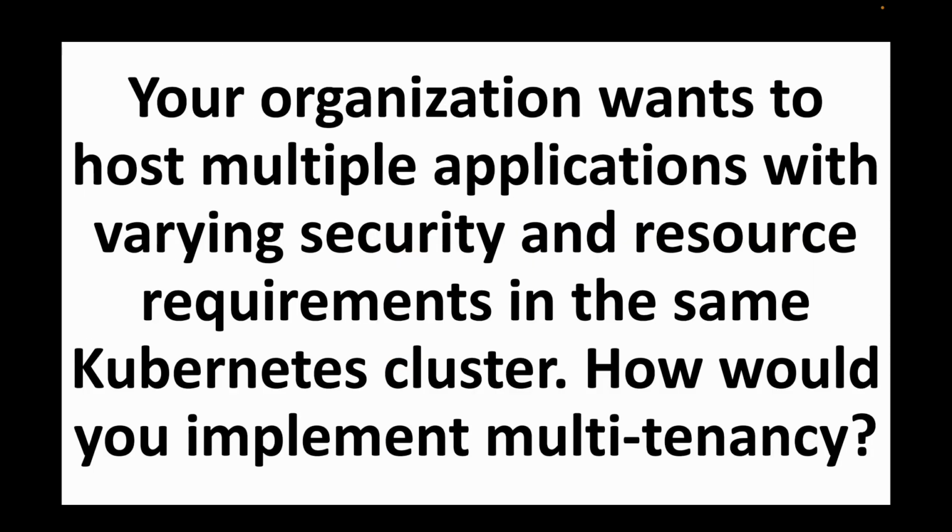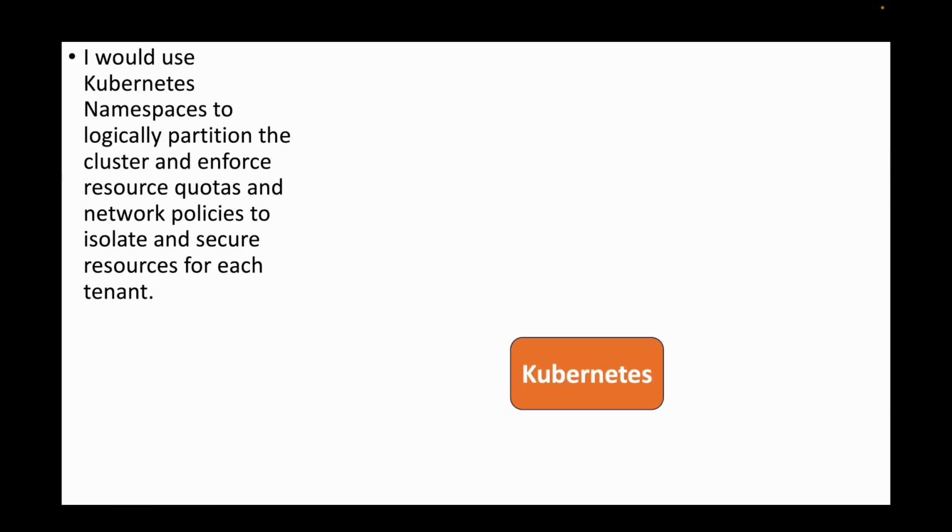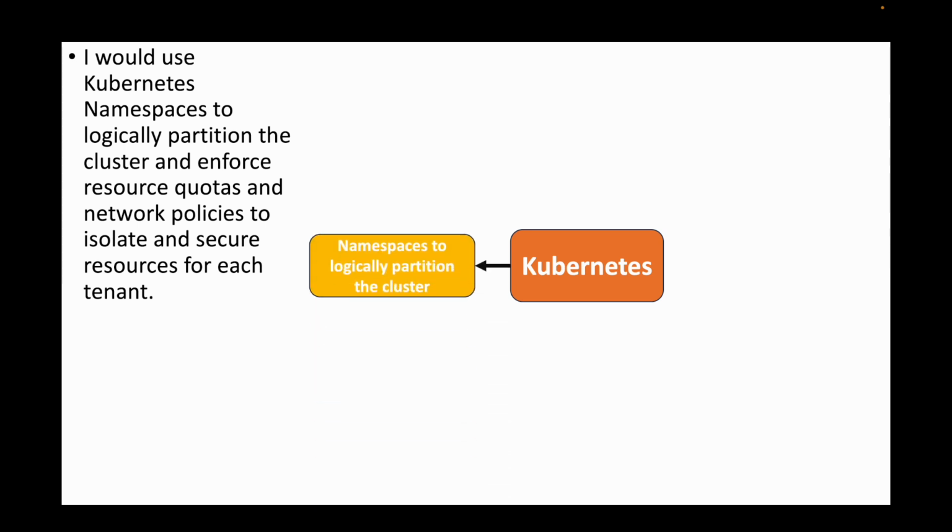The next question we have is, your organization wants to host multiple applications with varying security and resource requirements in the same Kubernetes cluster. How would you implement multi-tenancy? So for this, we can make use of Kubernetes namespaces, which will help us to logically partition the cluster. We know that namespaces are used whenever you want to create a logical partition within the same cluster. Like if you're running multiple applications within the same cluster, and you want to isolate them, we can make use of namespaces for them.